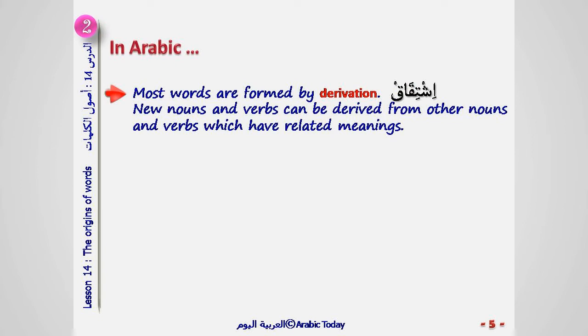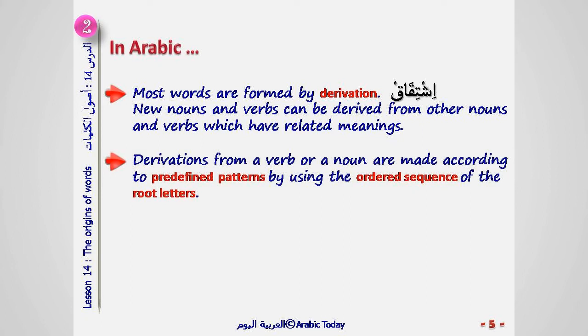Indeed, in Arabic, most words are formed by derivation, ishtiqaq. New nouns and verbs can be derived from other nouns and verbs which have related meanings. Derivations from a verb or a noun are made according to predefined patterns, by using the ordered sequence of the root letters.